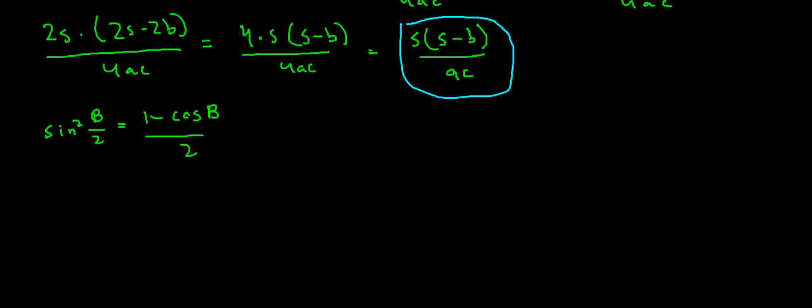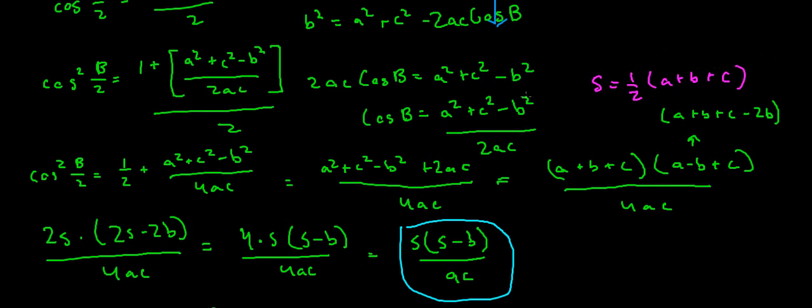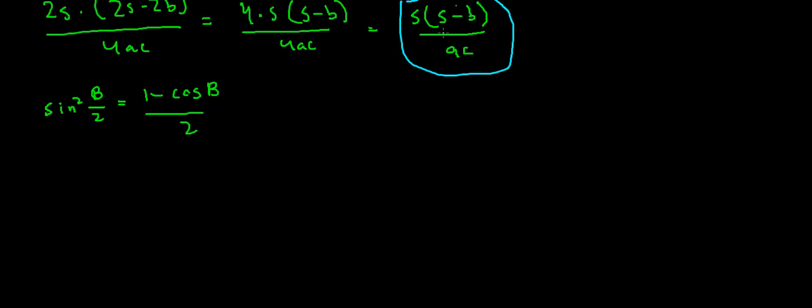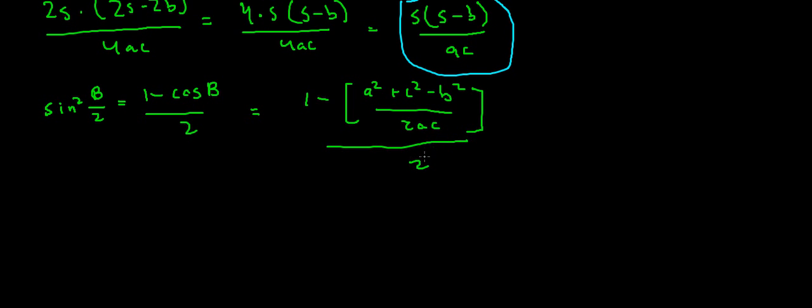So I'm going to make the same substitution from the law of cosines as before. Cosine B is equal to A squared plus C squared minus B squared over 2AC. I'll make this same substitution in here. So the sine squared is going to be equal to 1 minus A squared plus C squared minus B squared over 2AC, over 2, which will shortly be over 4AC. I'll simplify this again the same as last time: 1/2 minus this time.